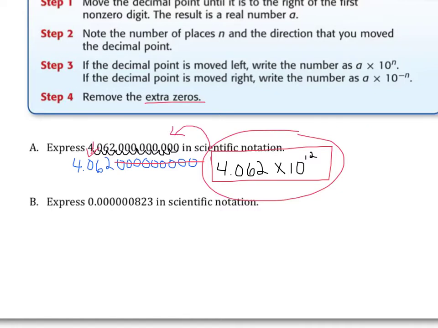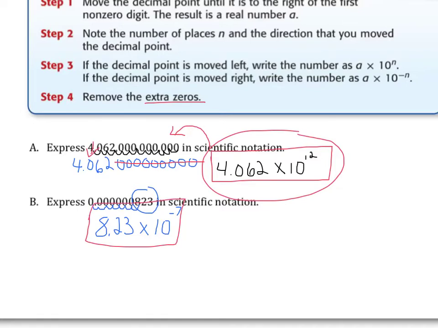So if we take a look at our next example, we're going to do the exact same thing. Count how many decimal places we moved it. 1, 2, 3, 4, 5, 6, 7. So this time we moved it 7 places from left to right. This number is less than 1, which means we're going to have a negative power of 10. And since we moved it 7 spaces, we're going to have an exponent of negative 7. And that's going to be our answer in scientific notation.